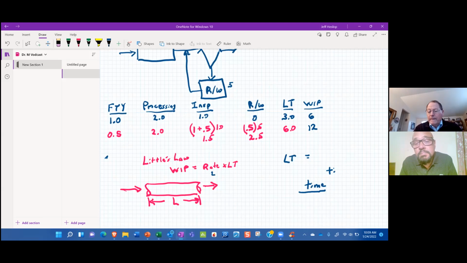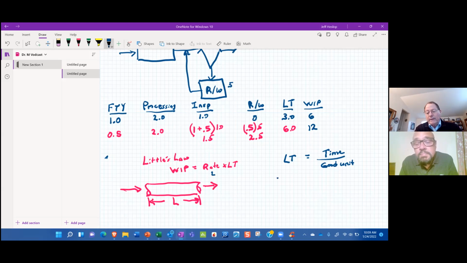Lead time is the time per good unit. So the unit of measurement for lead time is time per unit. But I'm saying it's the time to produce a good unit, not just any unit, a good one. That's a distinction we're making. Time taken per unit of production, good unit. On this, these are just averages.